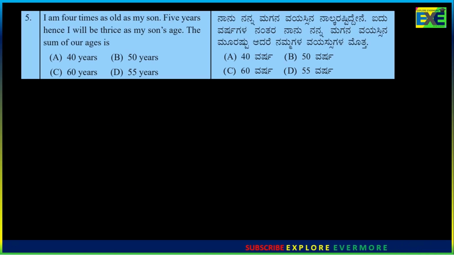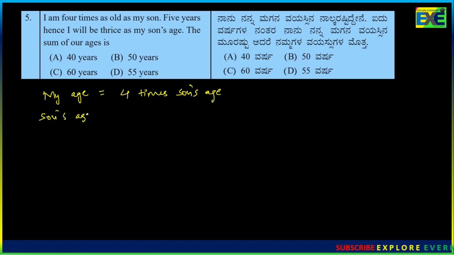I am 4 times as old as my son. 5 years hence, I will be thrice as old as my son. So the sum of our ages is? Here we need to understand, they are asking to find the sum of the ages of the parent and the child. That means my age is equal to 4 times the son's age, right? So let's take the son's age as x. What will be my age? 4x, correct? It is 4 times the son's age.